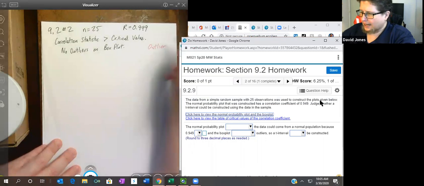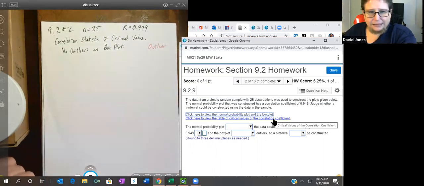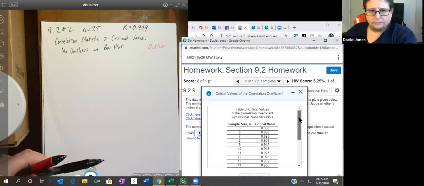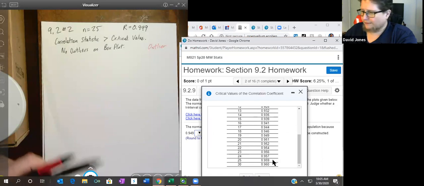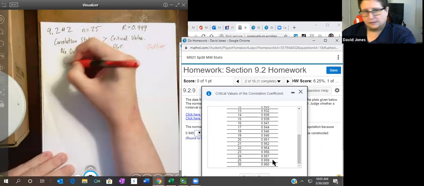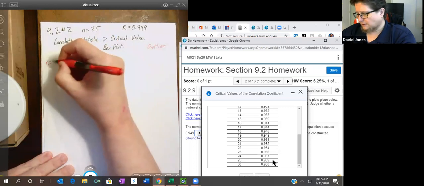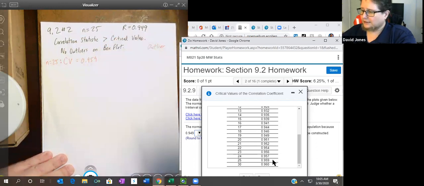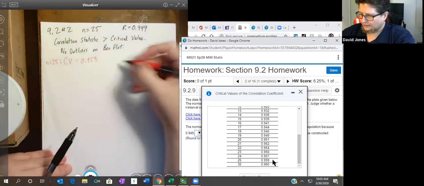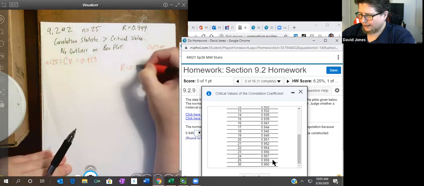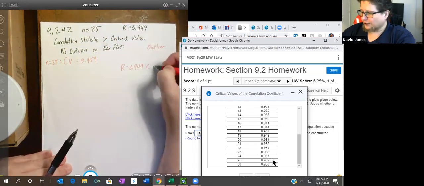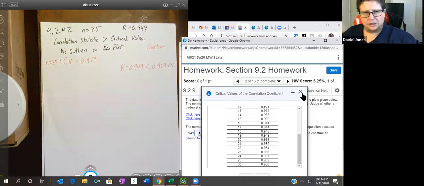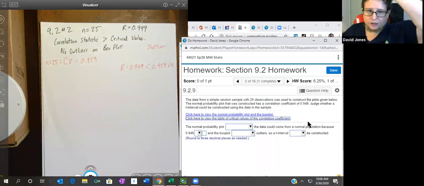What is our critical value for n equals 25? We go to our critical values table, and for n equals 25, the critical value is 0.959, which means r, which is 0.949, is less than our critical value, which is bad. We wanted it the other way. So we actually can't do a t-distribution on this.